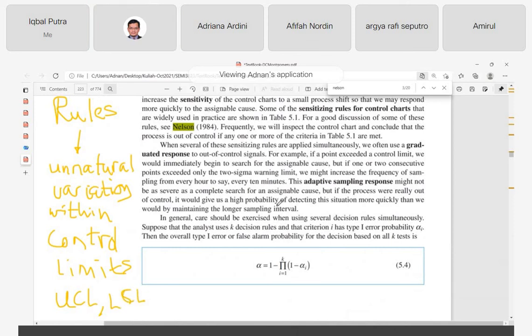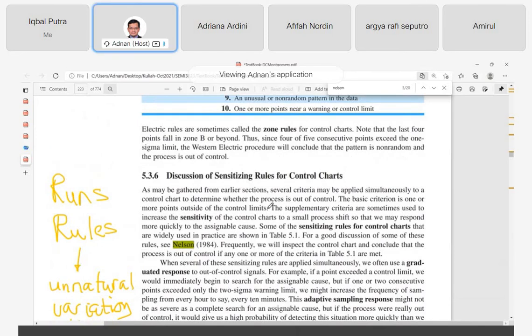In your ebooks, they call it the synthesizing rule. This is like runs rule, same. Runs rule or synthesizing rule. We use this rule to make the control chart more sensitive. So there is Nelson runs rule, which is some variation of rules.